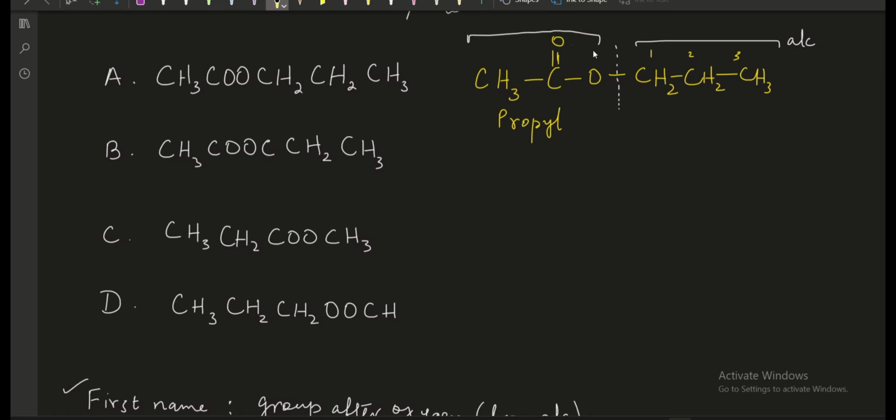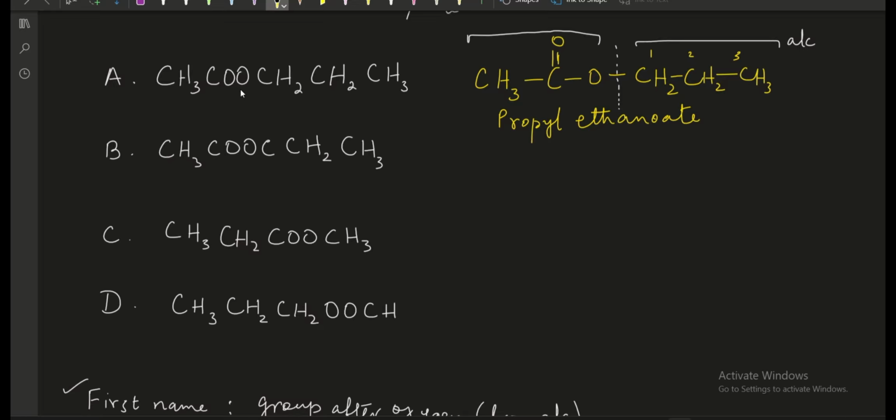And the next part that comes from carboxylic acid, which acid is it? It has 2 carbons in it, so it is ethanoic acid. And now you have to write the ending oate, so from ethanoic it becomes ethanoate.